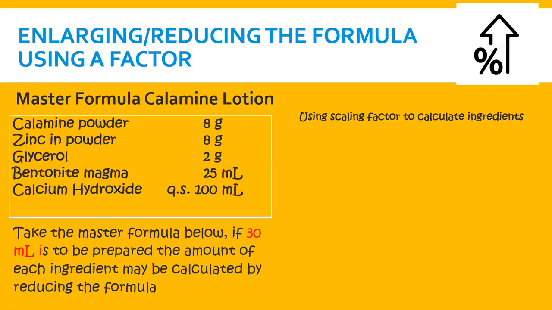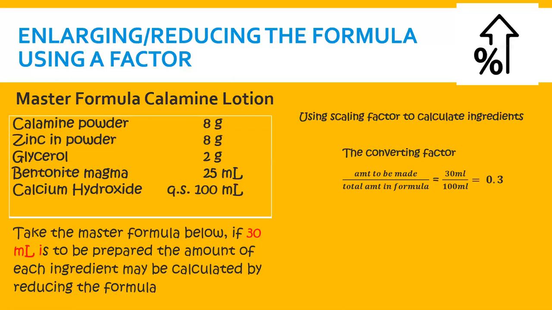So for example, if we take the same calamine lotion example that we're making 30 mils, we determine the scaling factor or the converting factor by the following formula. We determine the amount to be made and we divide that by the total amount in the master formula. So here, the total amount that needs to be made is 30 mils, while the total amount in the master formula is 100 mils. So the scaling factor is 0.3.